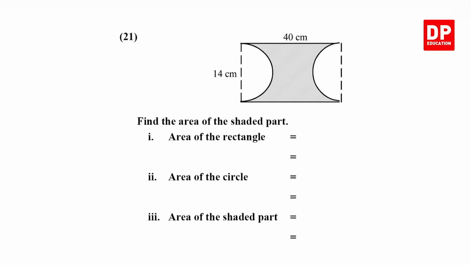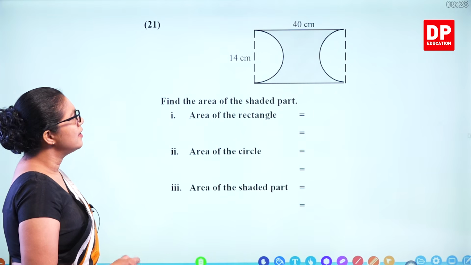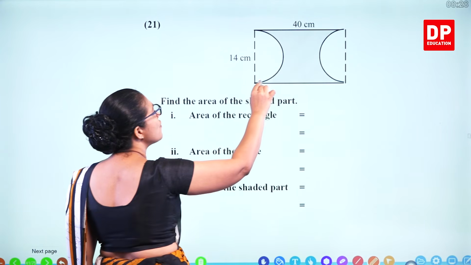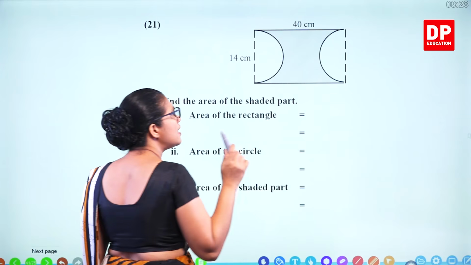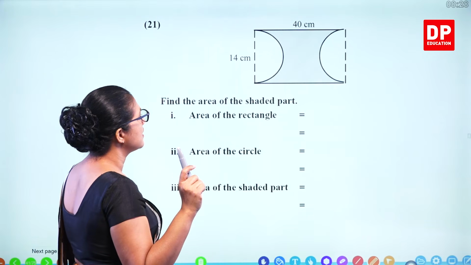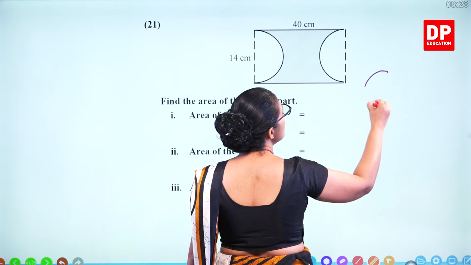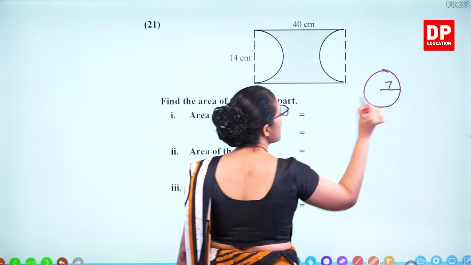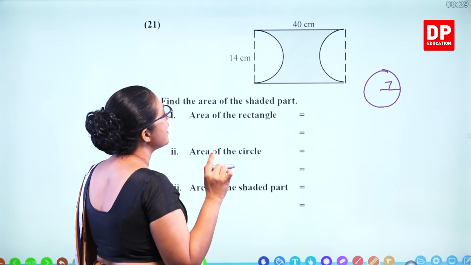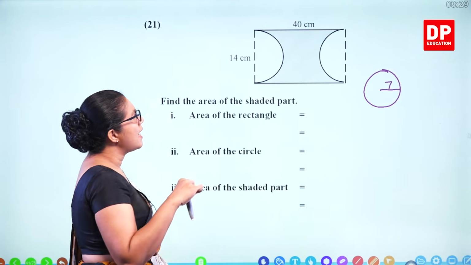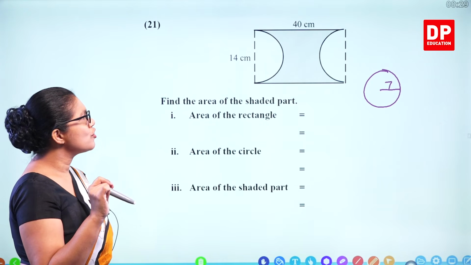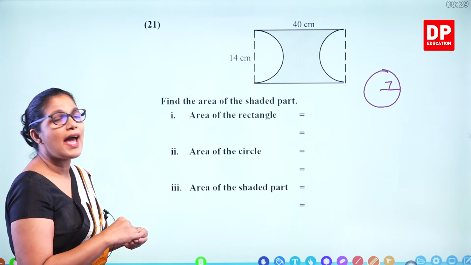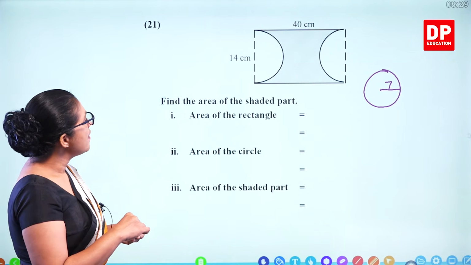Look at this one. You are asked to find the area of the shaded part. When you look carefully, you will see this half of a circle and this half of a circle makes a full circle. So what's the full circle? What's the diameter? Diameter is 14. So the radius becomes 7. And what's the rectangle? Length 40 and breadth 14. So how can we find out the shaded part? Find the area of the rectangle, find the area of the circle and subtract.